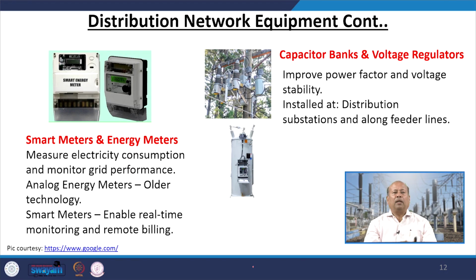One is the so-called analog energy meter, a very old technology, and currently we are all using smart meters, which enable real-time monitoring and remote billing. Capacitor banks and voltage regulators improve power factor and voltage stability, installed at distribution substations and along feeder lines. Because sometimes, as I told you, the voltage drops when the cable runs hundreds of meters, and that voltage drop can be compensated by injecting reactive power through a capacitor bank.